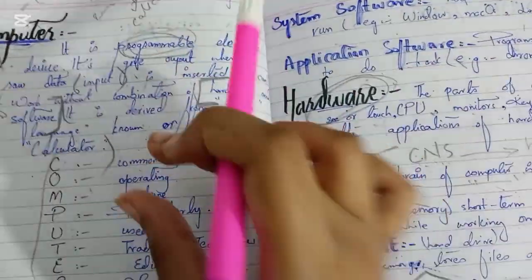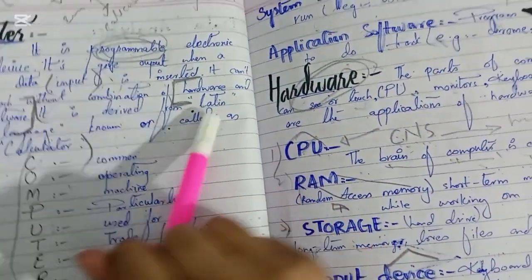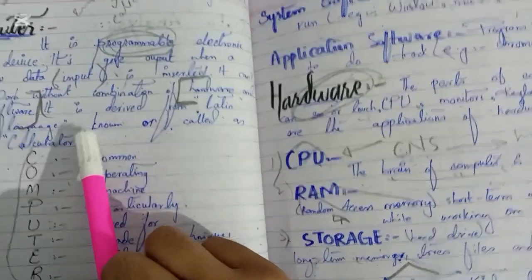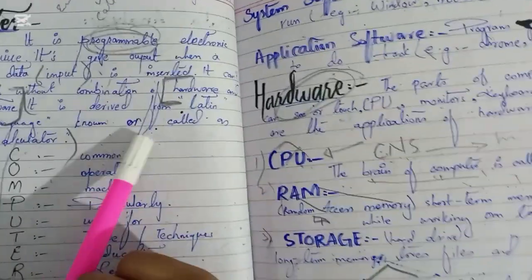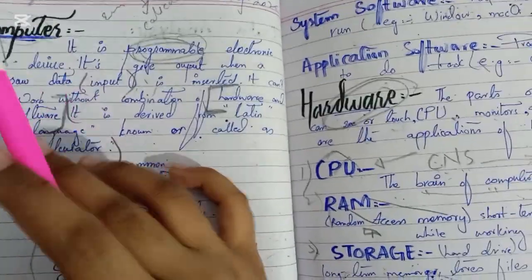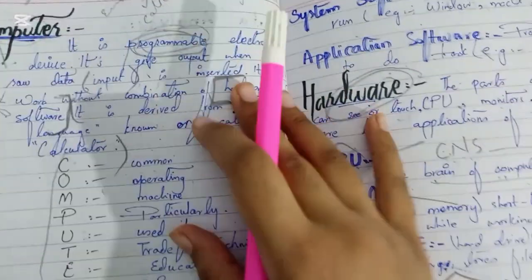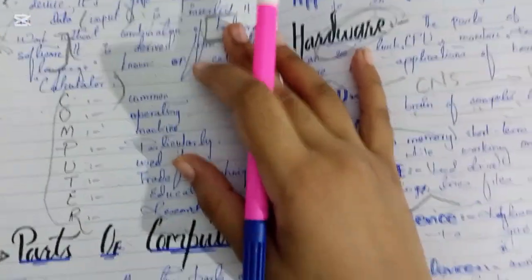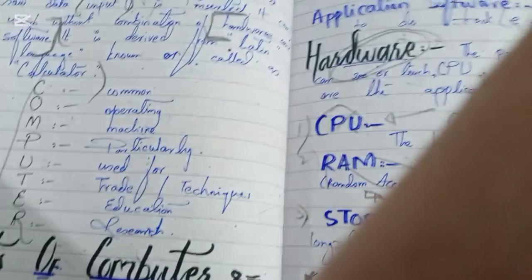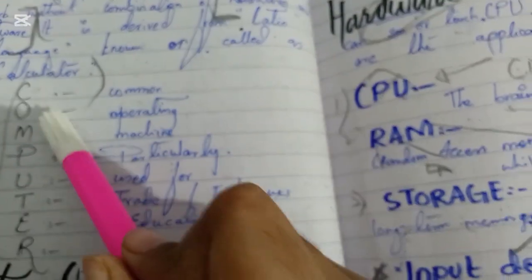Now, the basics of computer. It is derived from the Latin word. Computer is a Latin word, and when we translate the Latin word computer into English, it means calculator.